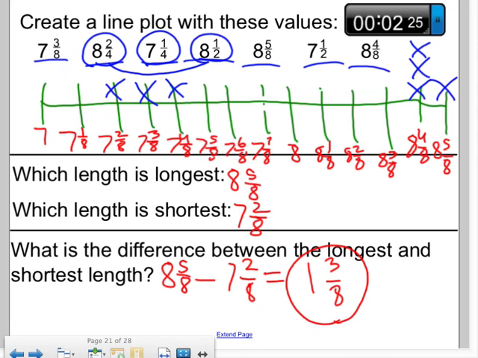We don't know because Mr. Graham never told you. If I told you it was inches, then the answer would be inches. If I told you it was feet, well then the answer would be feet. They have to tell you.